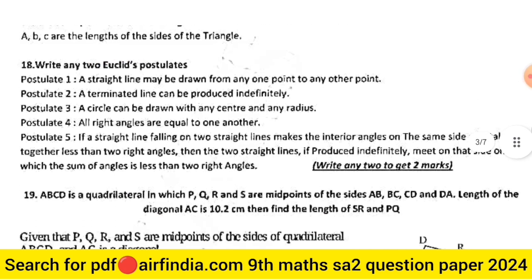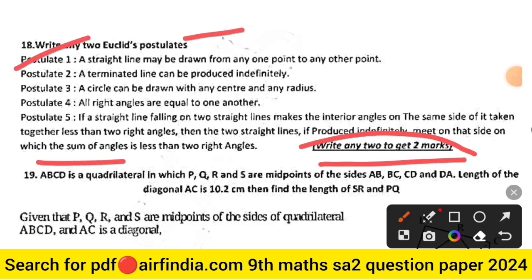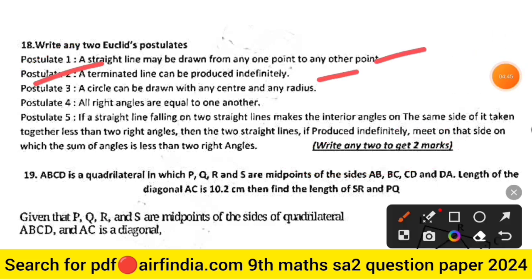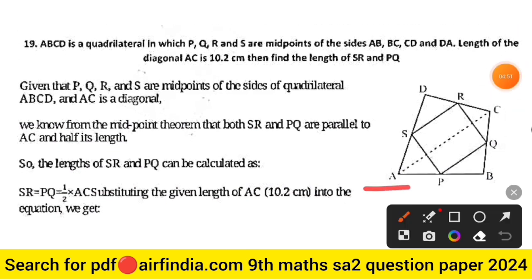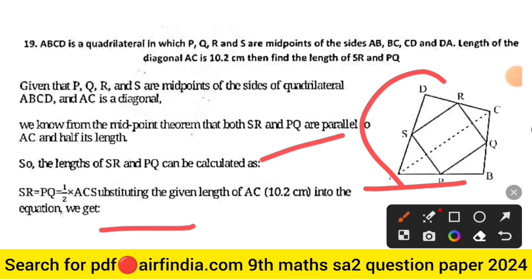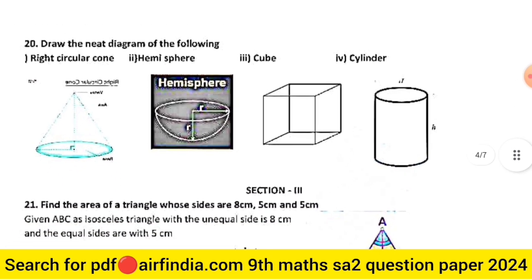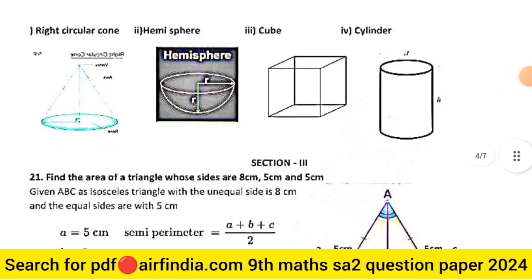Okay, the next question is question number 18. Write any two of Euclid's postulates. Okay, so there are 5 postulates, and writing any two gets 2 marks. Okay, you can do only 2 postulates. Okay, question number 19. So this is your diagram of question number 19. I think the diagram is given in the exam paper also. So these are your answers, solutions. This is your question paper solution. So next is question number 20. Draw neat diagrams of the following: cube, cylinder, hemisphere and right circular cone. Okay, so these are the diagrams of the four solids.